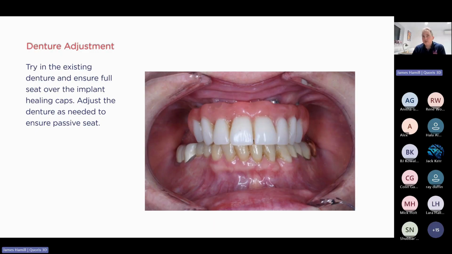But what we need you to do is make sure that the denture the patient is wearing is well adjusted over the top of the implants, okay? And make sure that it's sitting down passively with some space around the acrylic. It's not hitting directly onto the implant if you can help it.